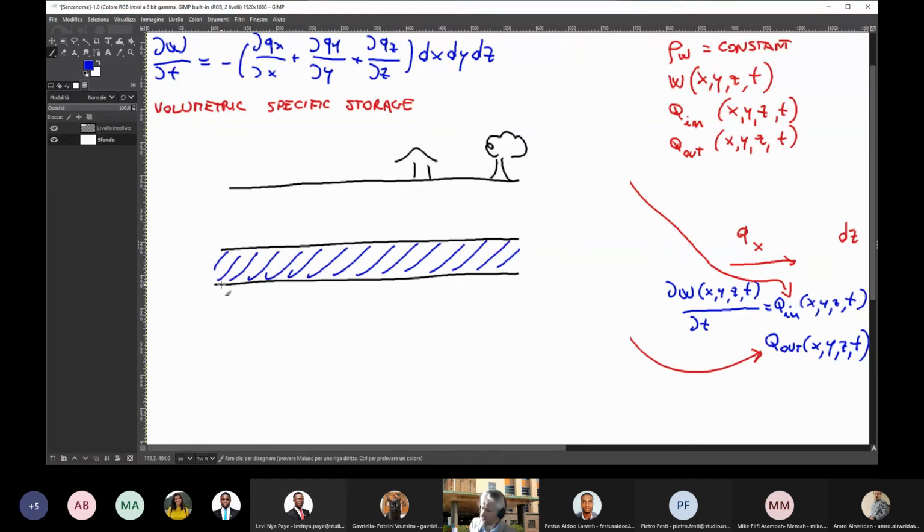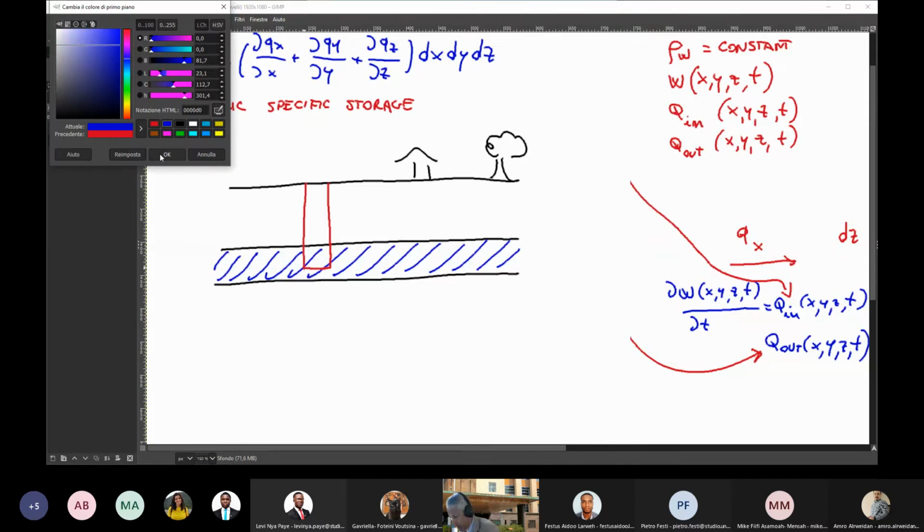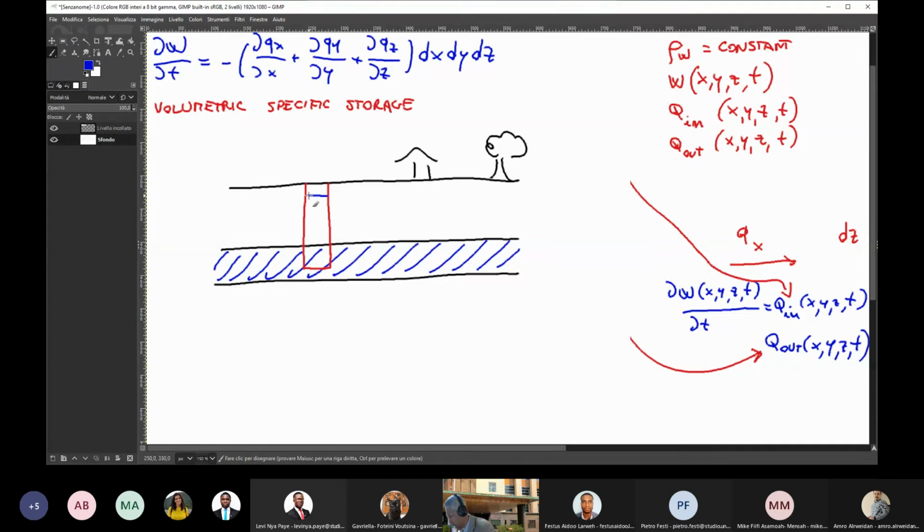Now, if I dig a well in this aquifer, and let's suppose that this is my well, what happens? Given that the aquifer is confined, water comes up along the well to a certain level.